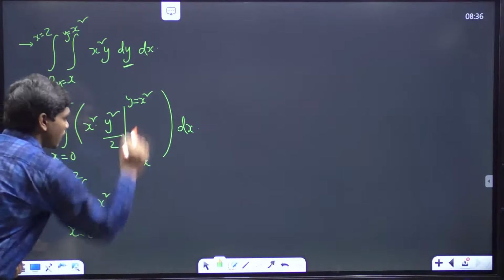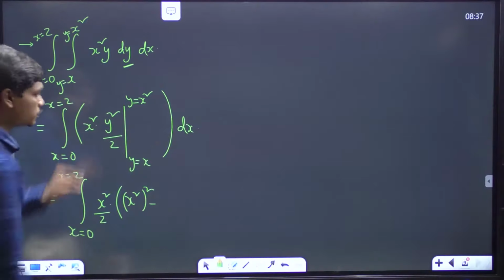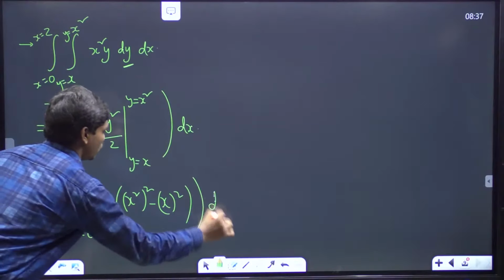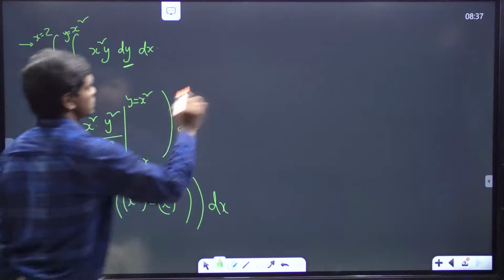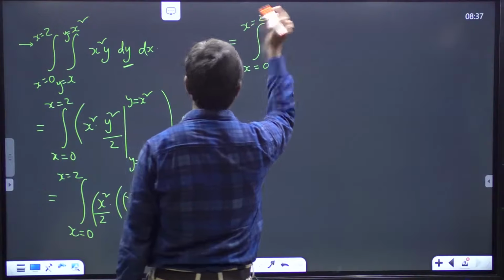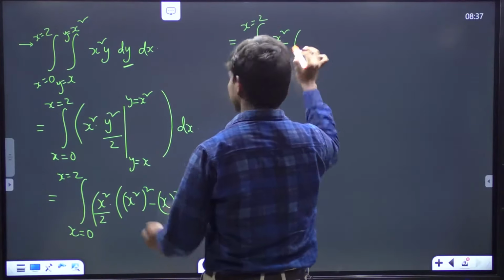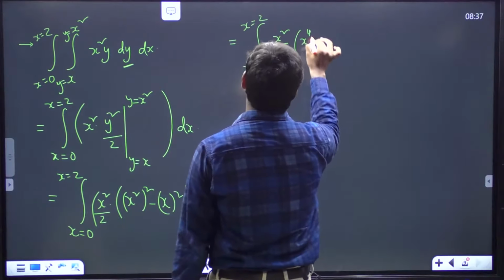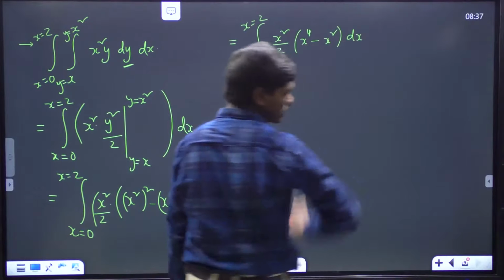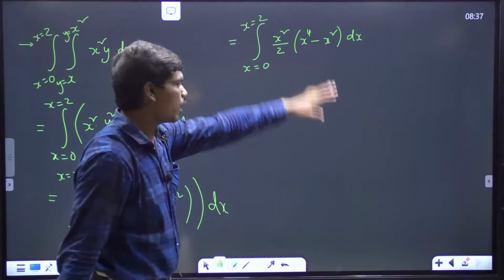So if you substitute the upper limit, x square whole square, minus, when you substitute the lower limit, x whole square, to this whole dx, correct? So which is equal to integral x is equal to 0 to x is equal to 2. If you simplify all these things now, x square by 2 into x square whole square is x power 4 minus x square dx. Now this is integration of a single variable, correct? I am telling you, once you know this step, you know how to integrate.